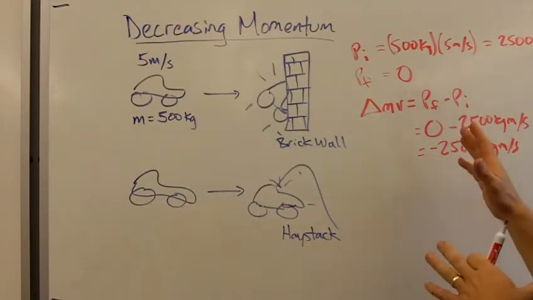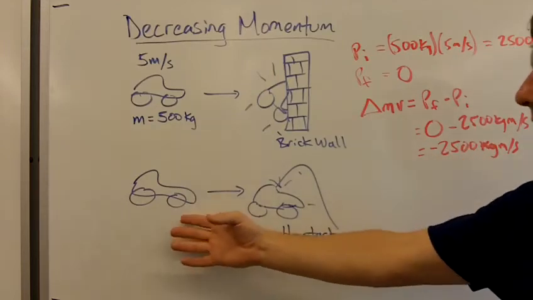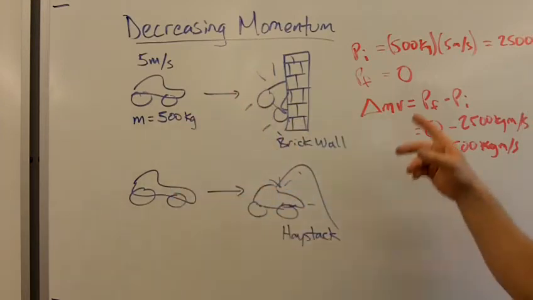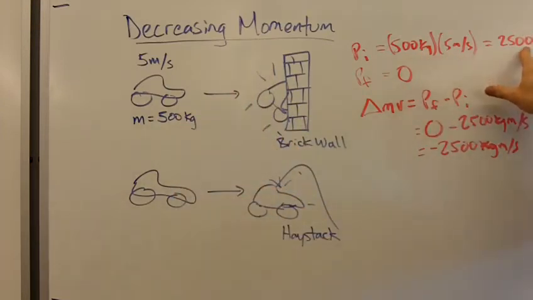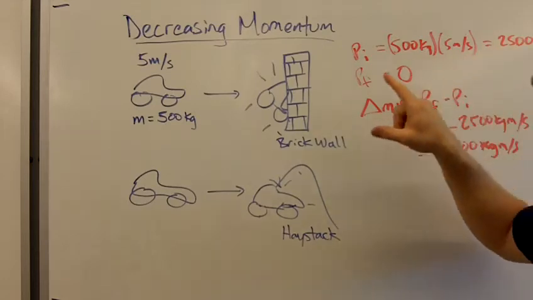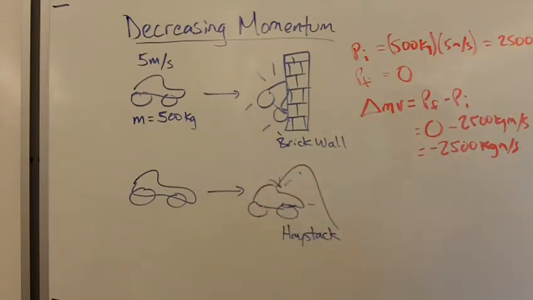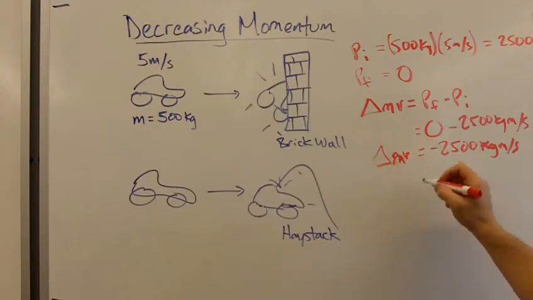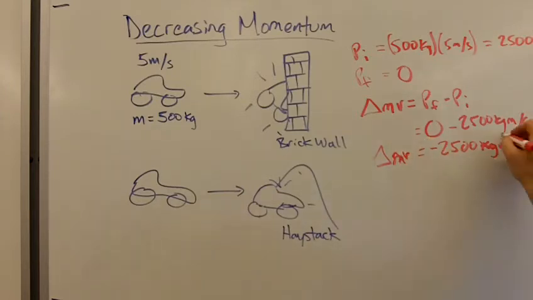Okay, now is that impulse going to be different for the car that hits the haystack? Well, does it have the same initial mass and velocity? Yes. So its initial momentum is also going to be 2,500. But what about its final momentum? Well, it hits the haystack and it does stop. So its final momentum would be 0 also. So the impulse here, the change in momentum, delta MV, is the same in both of these cases for both cars. And that's what it is.